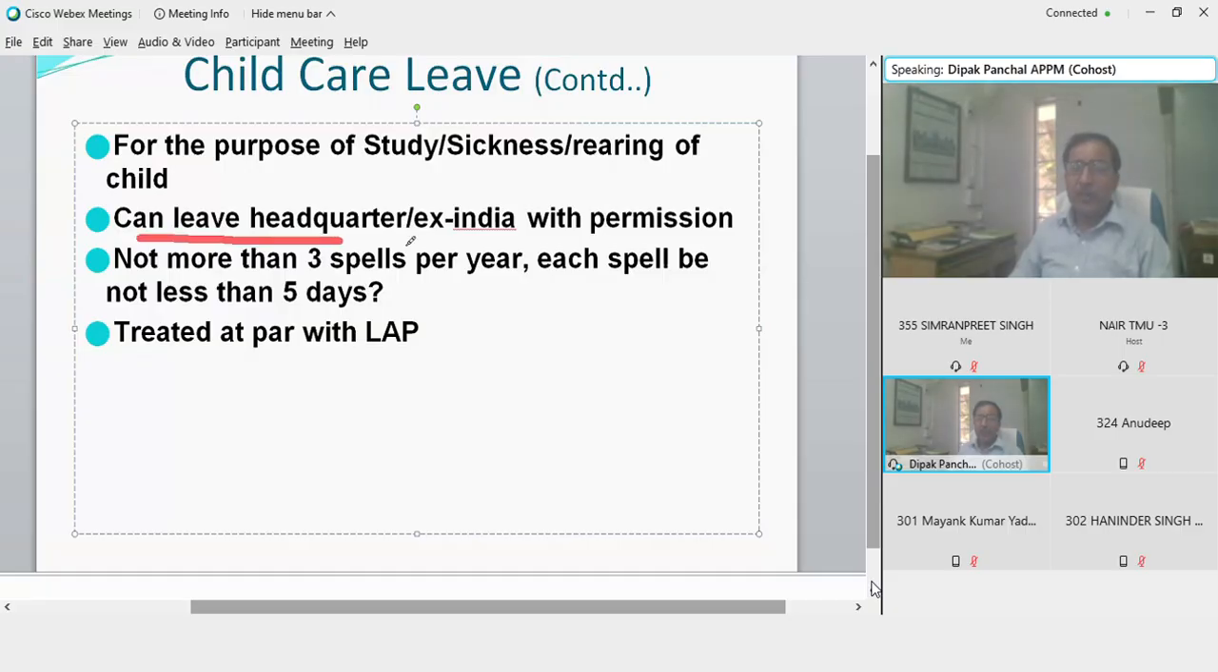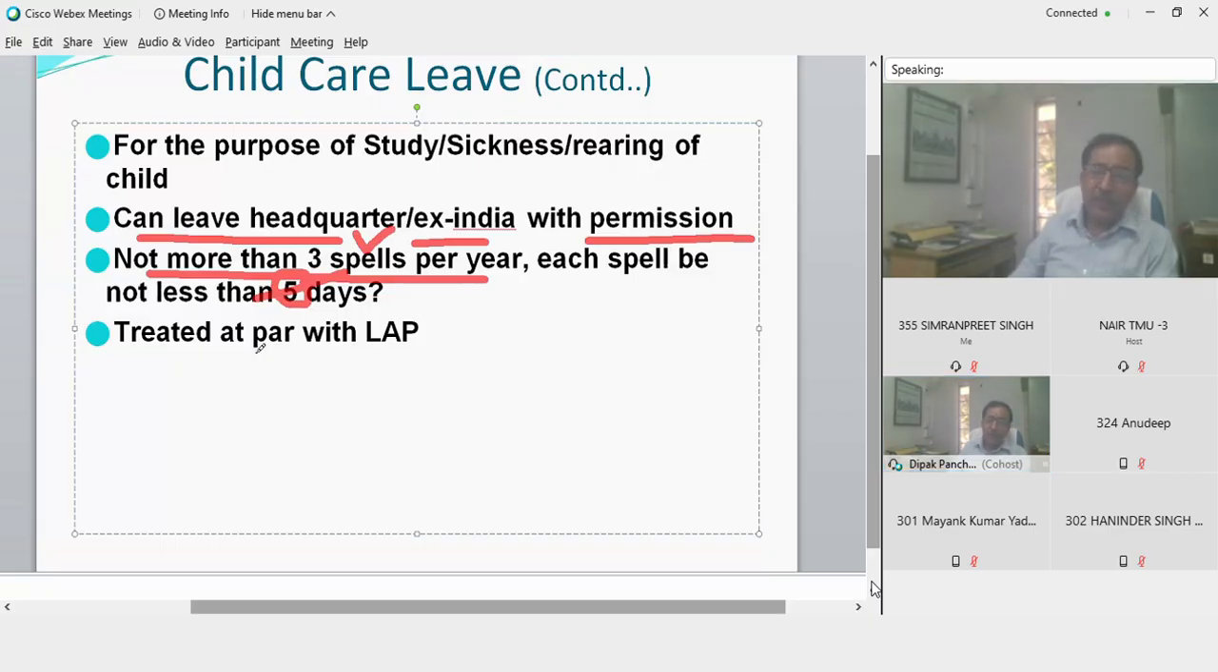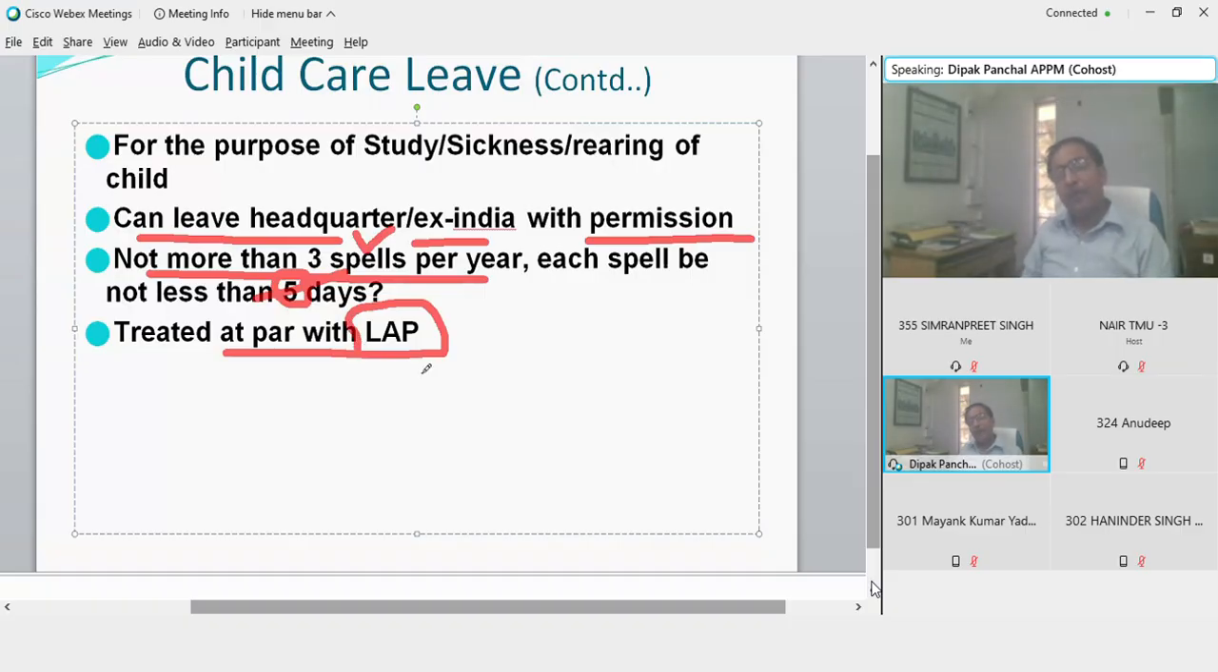Can leave headquarter or even ex India with permission. Cannot be for more than 3 spells in a year. This limit has been, I think, removed 5 days. So it can be any number of days, but cannot be more than 3 days. Sorry, more than 3 spells. And treated at par with LAP, it means the childcare leave should be applied in advance and got sanctioned in advance.